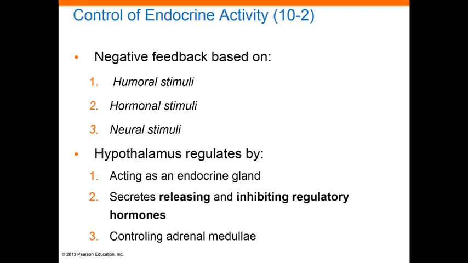Coordinating centers in the hypothalamus regulate the activities of the nervous and endocrine system in three ways. The hypothalamus acts as an endocrine gland, synthesizing antidiuretic hormone, ADH, and oxytocin. The hypothalamus secretes releasing and inhibiting regulatory hormones to control anterior pituitary secretions. The hypothalamus contains autonomic nervous system centers that control the adrenal medulla through sympathetic innervation.